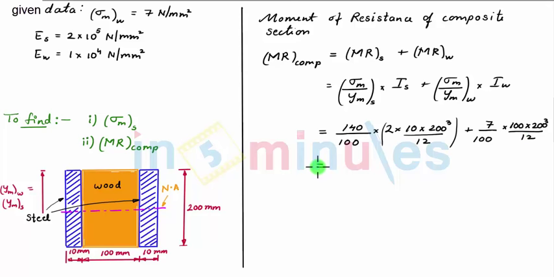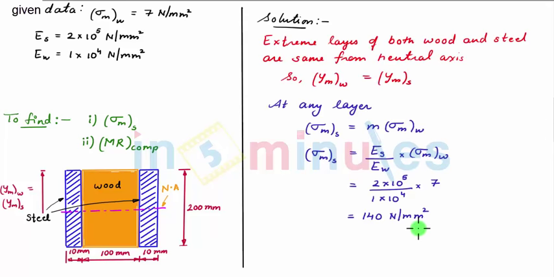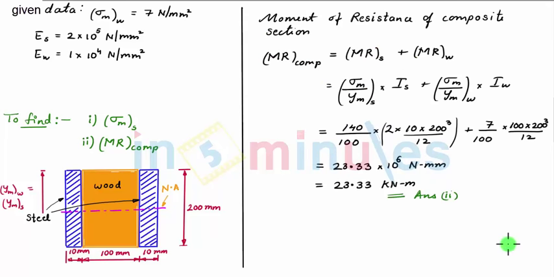Upon solving, we get the moment of resistance of this composite section as 23.33 into 10 to the power 6 Newton mm. This is equivalent to 23.33 kilonewton meter. So this is our second answer, and this was your first answer. With this, our problem is solved.